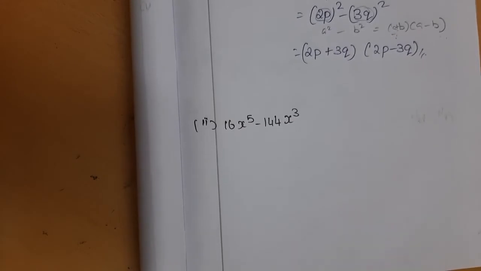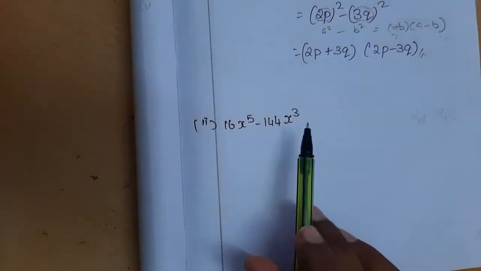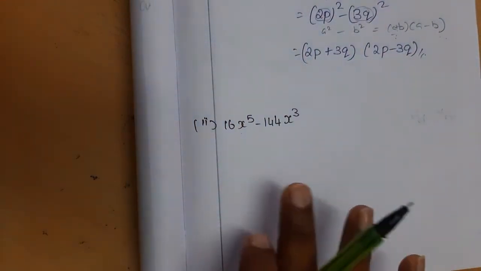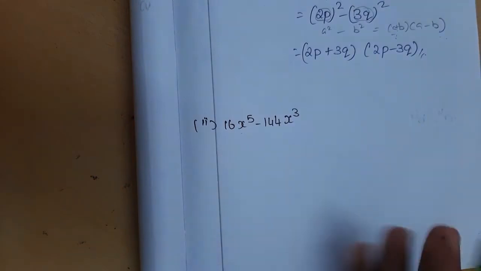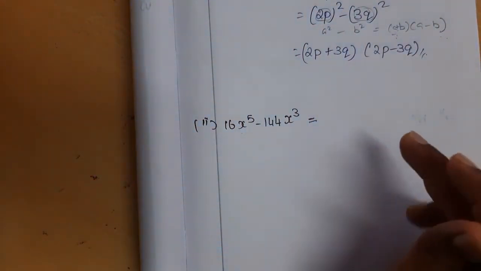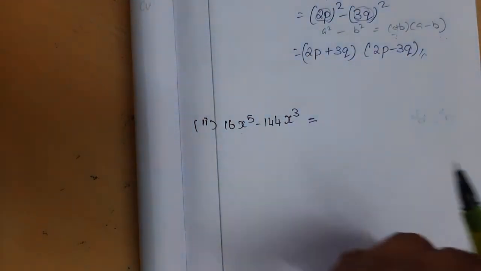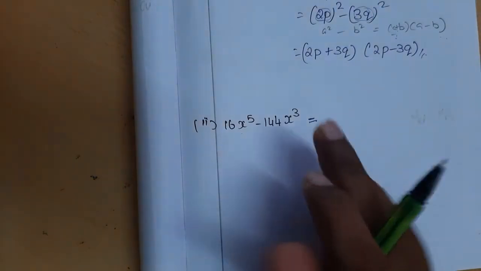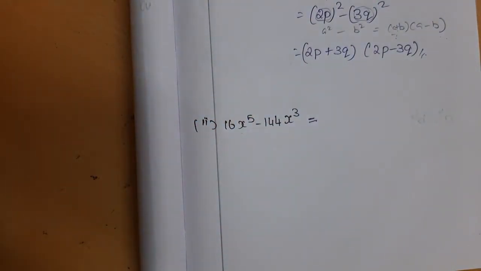Here we go for the next: 16x power 5 minus 144x cube. This does not satisfy any of the identities. Then how do we factorize? I will find the common factors and take them out. So for this kind of expression, we cannot expect that we can apply an identity. In some cases, if an identity is not applied, we will use the formal method.